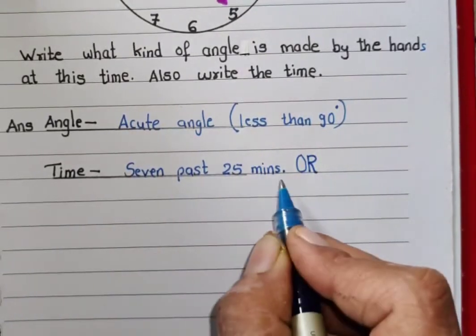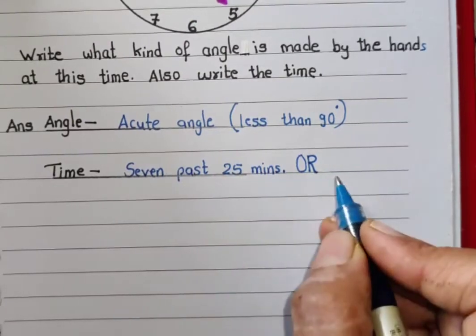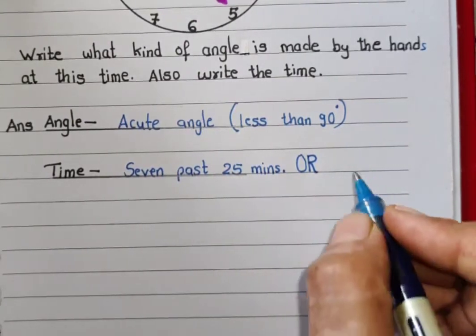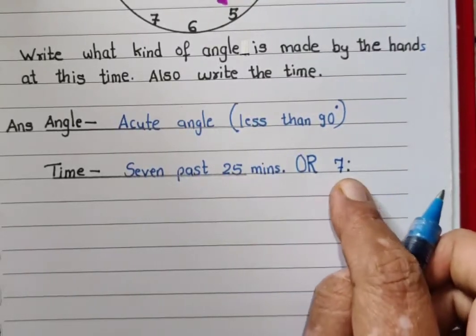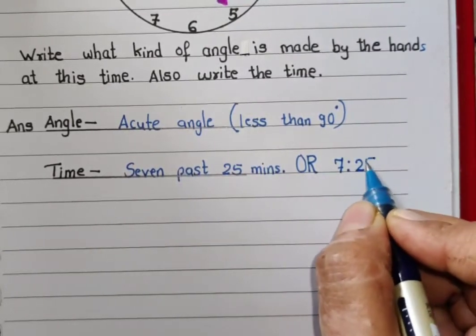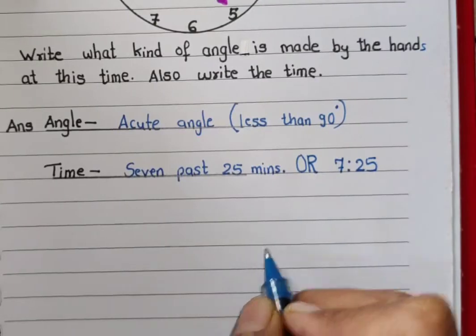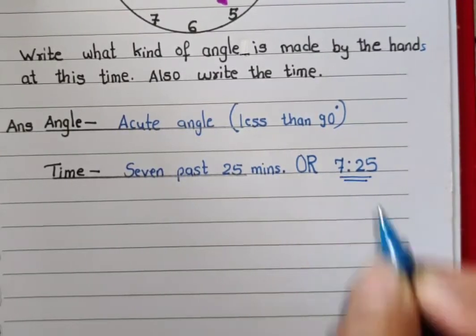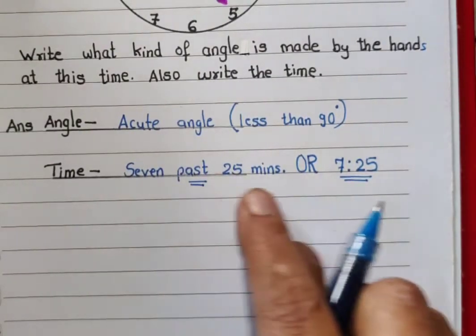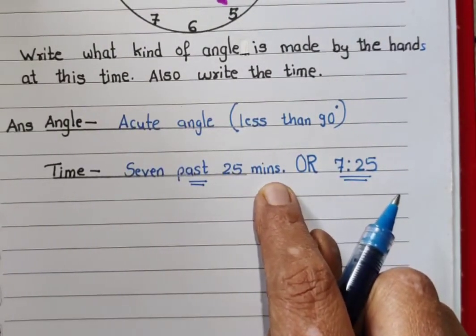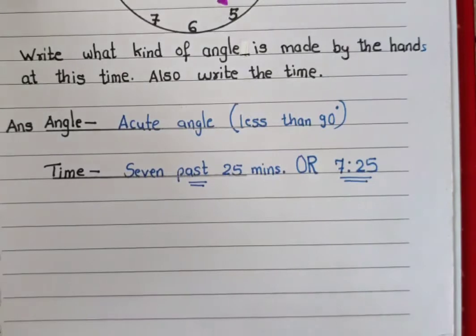Or you may write it like this. If you want to write in words, you may write it like this, or if you want to write in digits, you will write 7 colon 25. So this kind of time could be written, and this kind can also be written. It is up to you.